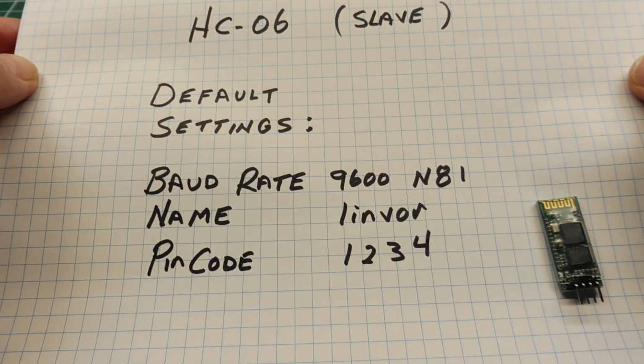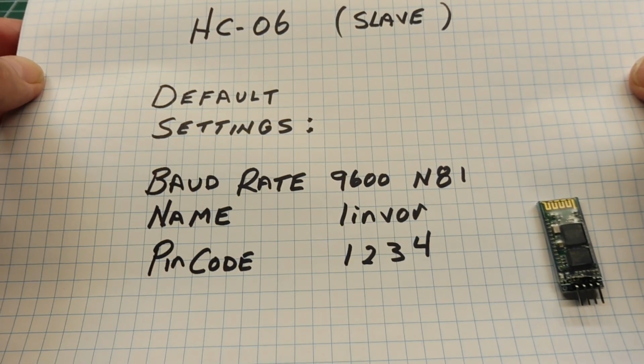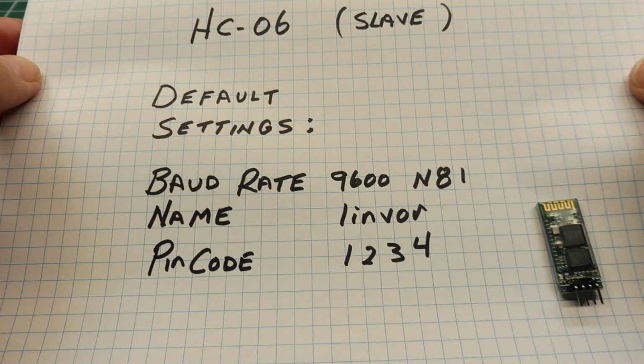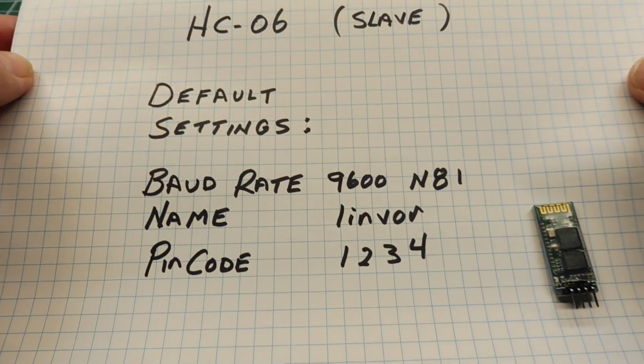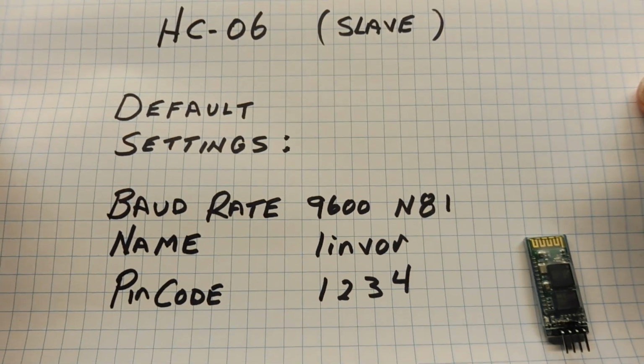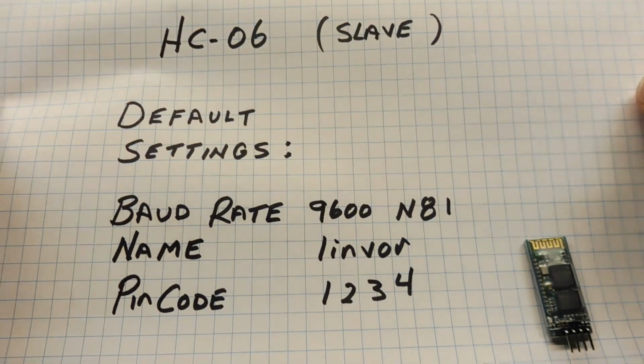So if these 3 parameters are to your liking, then you can just go ahead and use the module as is. But if you want to change the baud rate or the name or the pin code, then you'll have to program the module. So next we'll look at how we can program the HC-06 Bluetooth module.